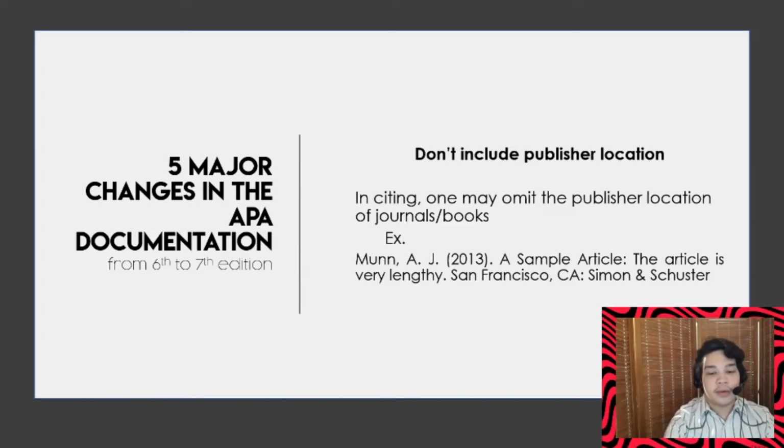Here's an example. So here we have San Francisco as publisher location. For the 6th edition, this is fine, but for the 7th edition, we must omit this and put Simon and Schuster, which is the publication house of this book, to the end of the article title.